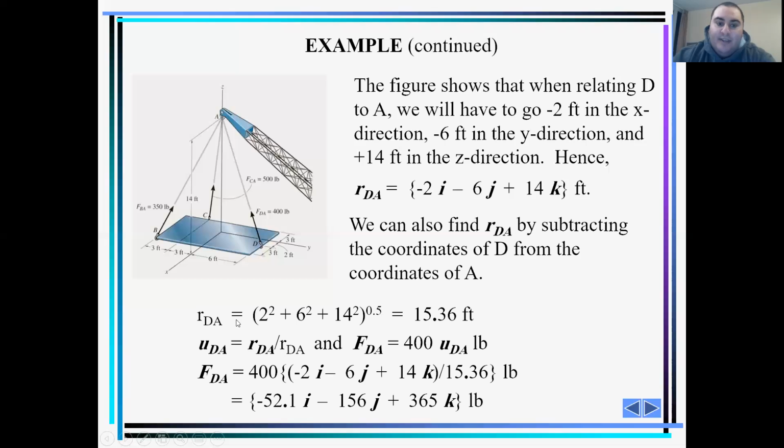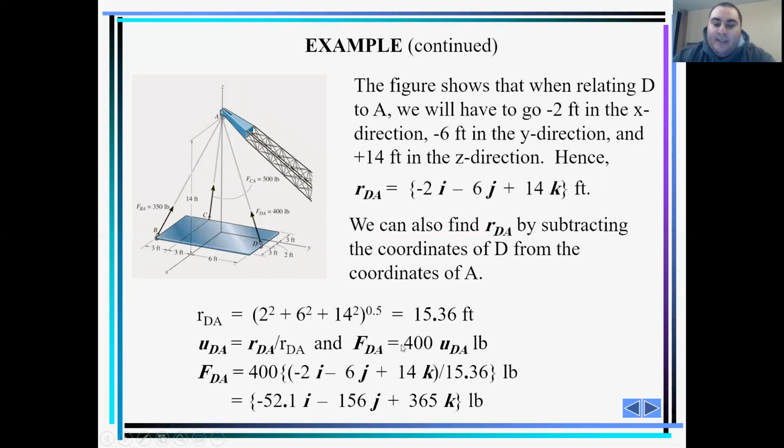Once we get our RDA, which is minus 2I minus 6J plus 14K, we get the magnitude of RDA, the square root of 2 squared plus 6 squared plus 14 squared, and it's equal to 15.36 feet. Then we get our unit vector UDA, which is the vector RDA divided by the magnitude RDA.